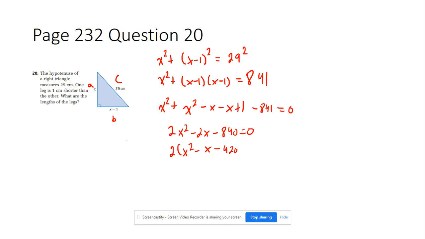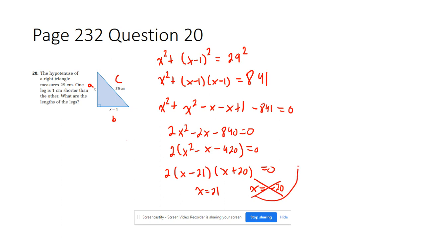Now this looks like a fairly nasty number, and it definitely is, but I think it's going to factor very nicely for us. So I think this is going to work as (x minus 21)(x plus 20), like that. So that means we get x equals 21, or we get x equals negative 20. Okay, since these are dimensions of a triangle, a negative length is not going to make sense, so we're going to exclude this solution over here.